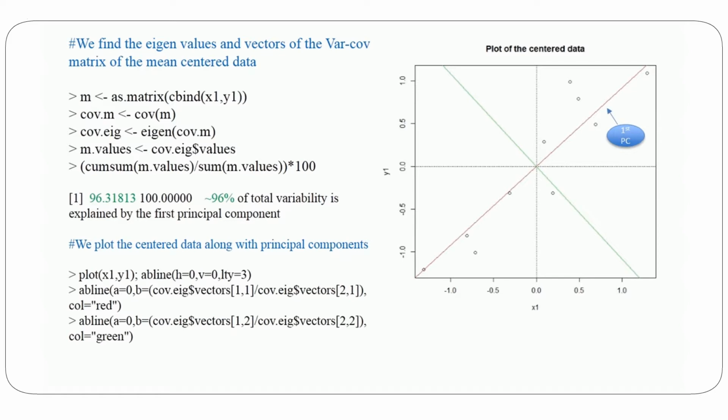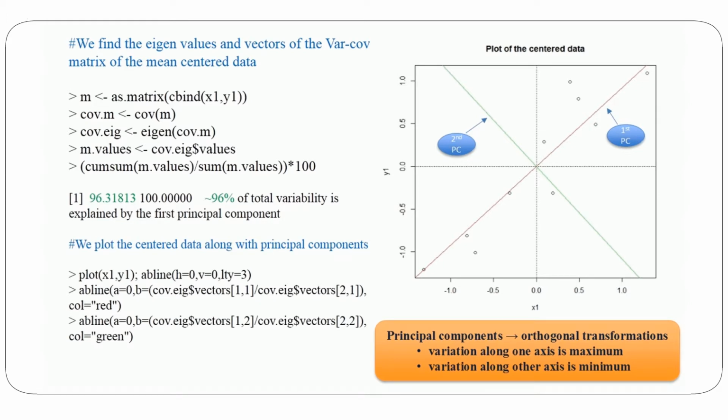Note that principal component analysis is basically an orthogonal transformation of the axis, and the orthogonal transformation is so chosen such that the variation along the first principal component is maximum and the variation along the second principal component is minimum. So, this was about the graphical interpretation of principal component analysis.